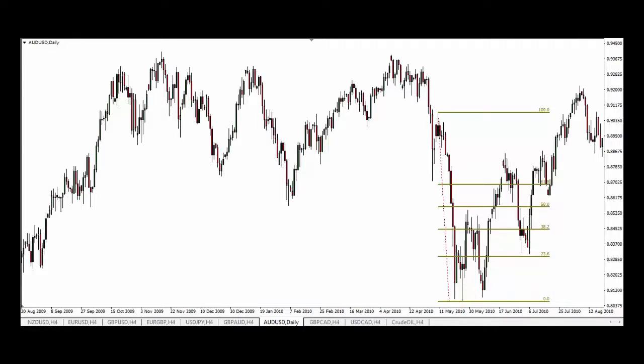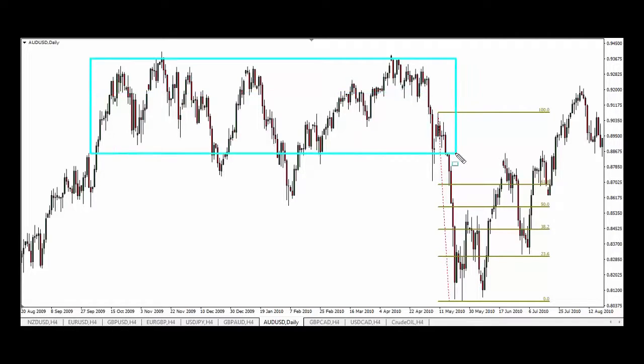The other element of this trade that I really like is the presence of this value area here above the entry. Price doesn't always represent value. There is a difference, and sometimes price becomes cheap relative to the value of a currency, and also it can become expensive relative to the value of the currency. And price has a tendency to trade back into value on a regular basis.